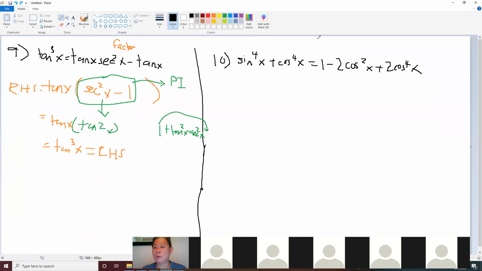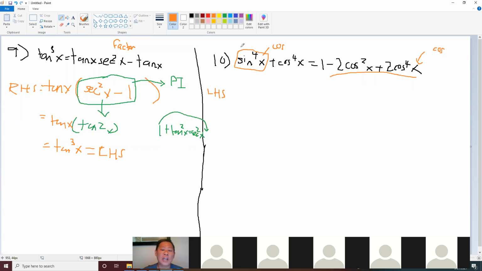We're going to start from the left-hand side here. The reason why we start from the left-hand side is because if you look at this, the right side is all in terms of cosine. This side you have cosine, and this is sine. So we need to change this into cosine, and then everything is in terms of cosine.